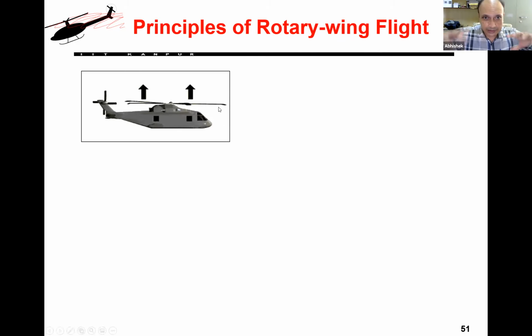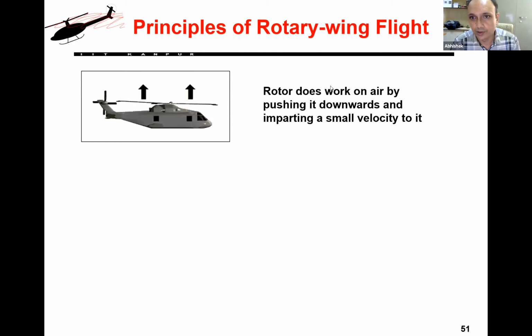And in that process, the rotor actually pushes the air downwards. So the rotor induces some velocity, which we call downwash, or slipstream. This air is pushed downwards, and the reaction of pushing air downwards is applied on the rotor, where air actually tries to push the rotor upwards. And that's how my helicopter actually takes off.